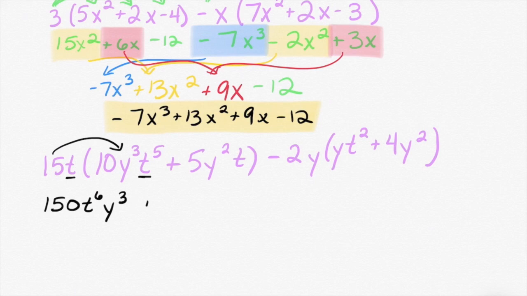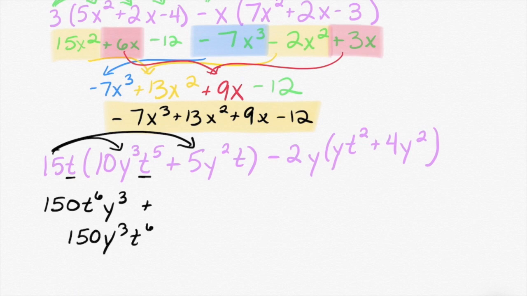Why is it not plus 150y to the third? Oh, I could do it like that. 150 y to the third, t to the sixth. It's multiplication, so the order doesn't matter, but that's totally fine. Put the y to the third first.